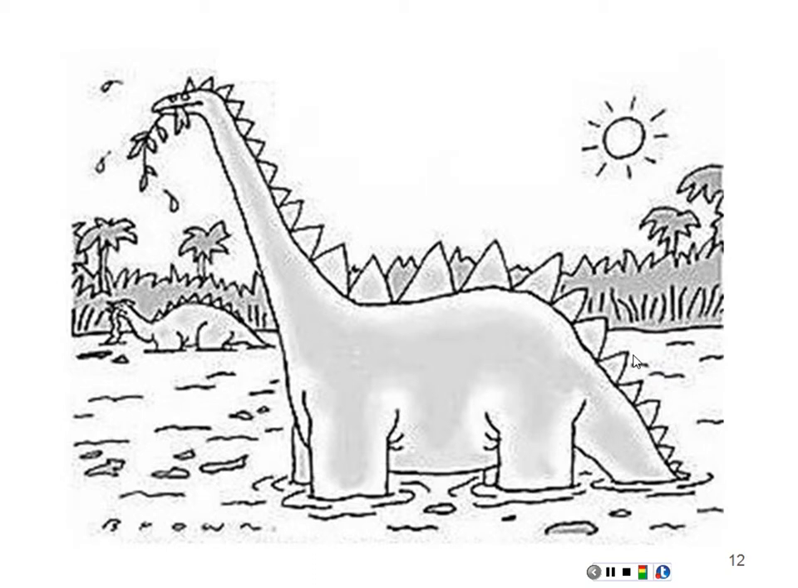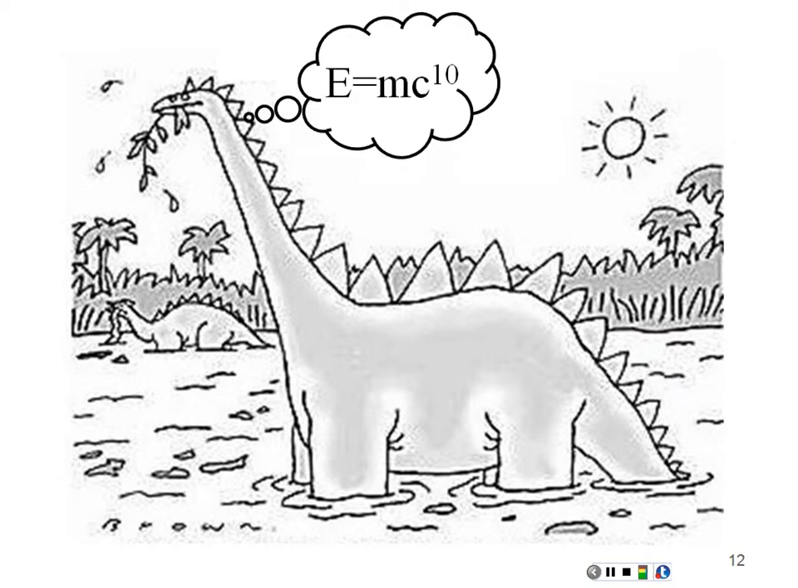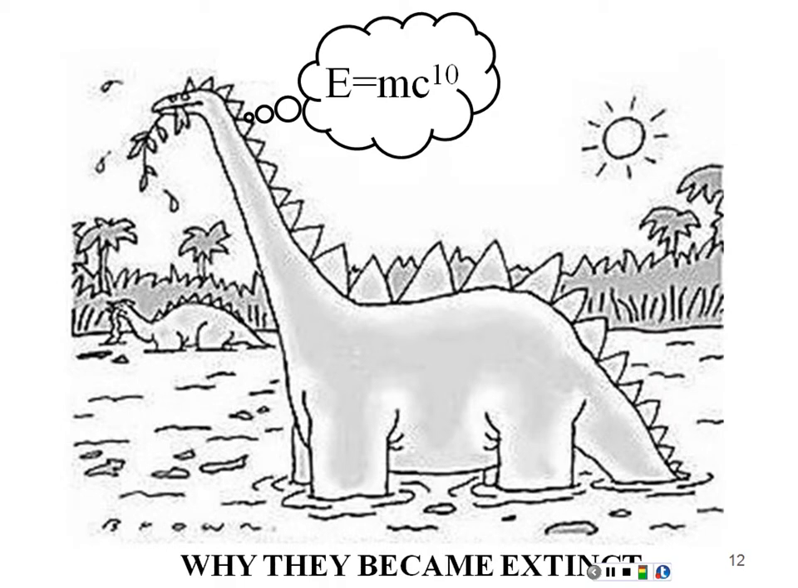Well, maybe dinosaurs thought about this. They were on the Earth for 180 million years. They had a lot of time to think about it. But after all that time, they came up with E equals mc to the 10th, not mc squared. It's probably why they became extinct.